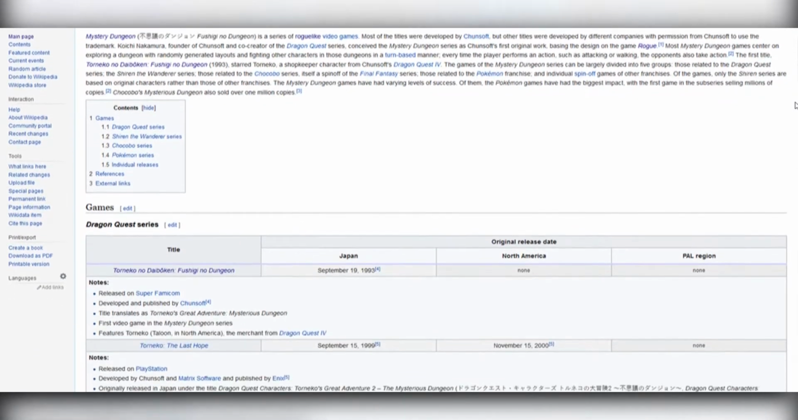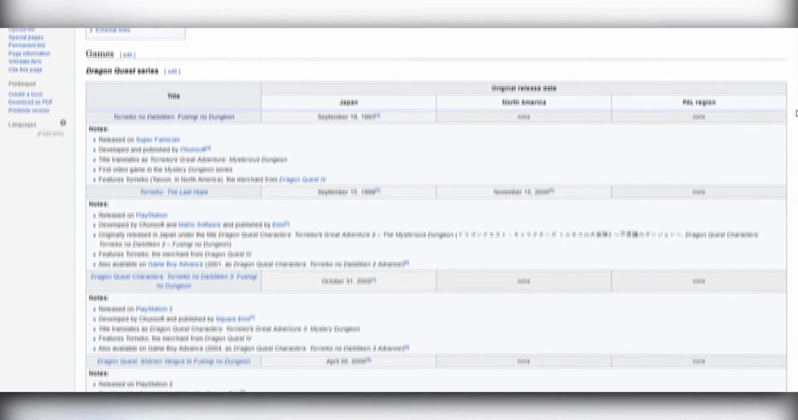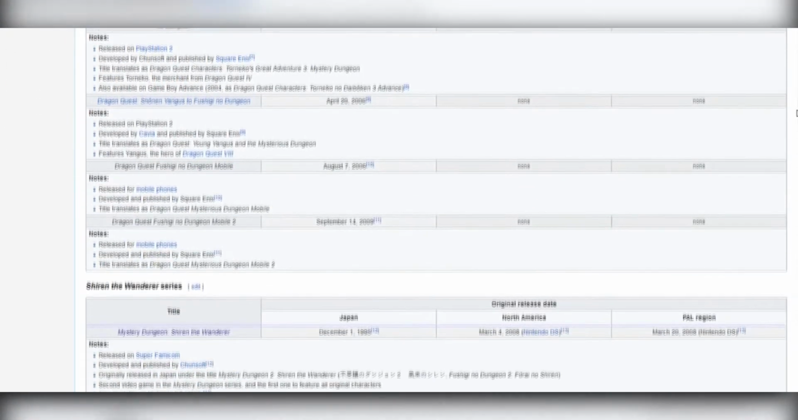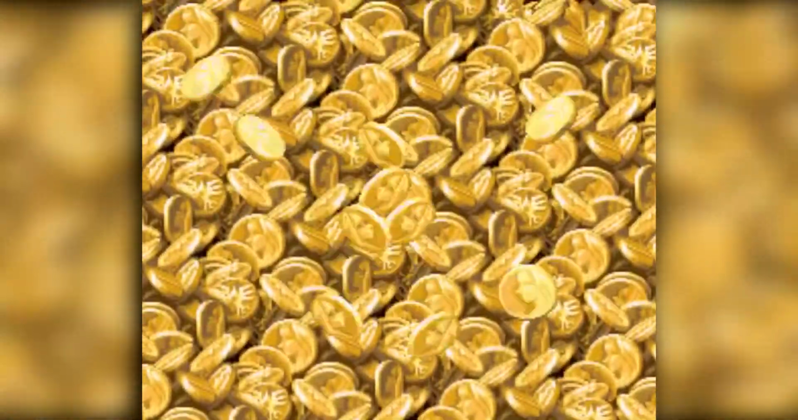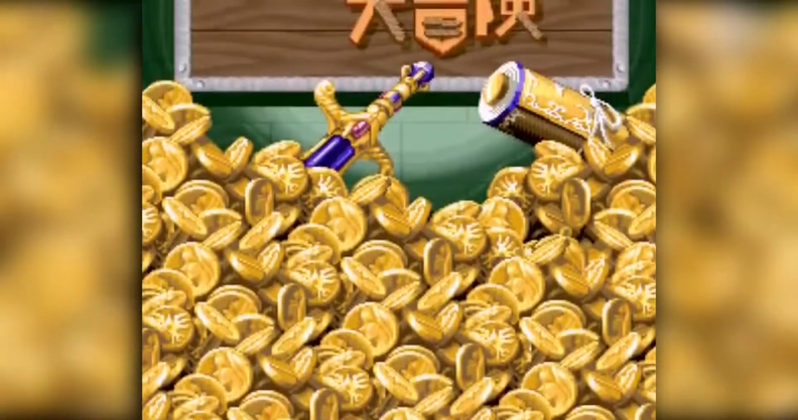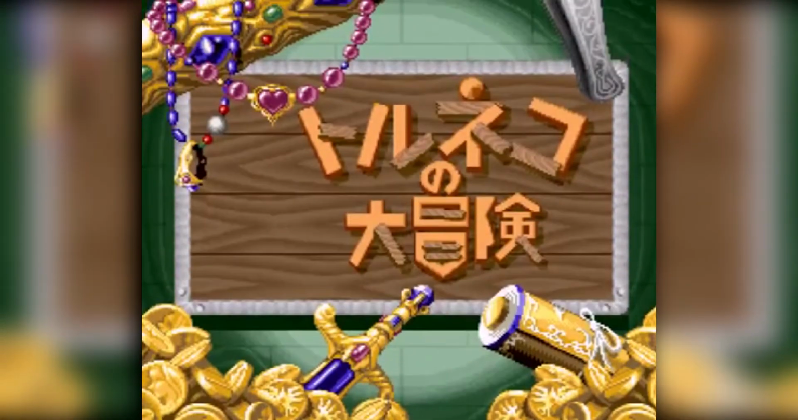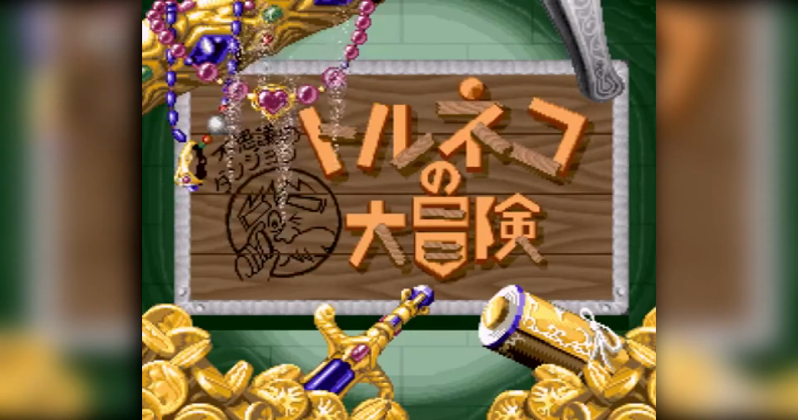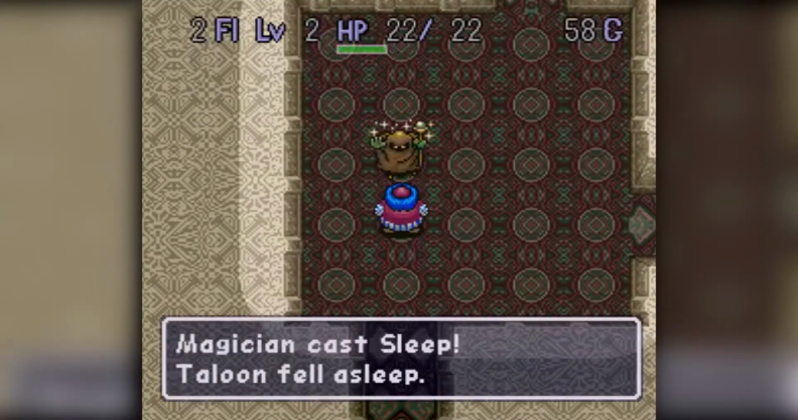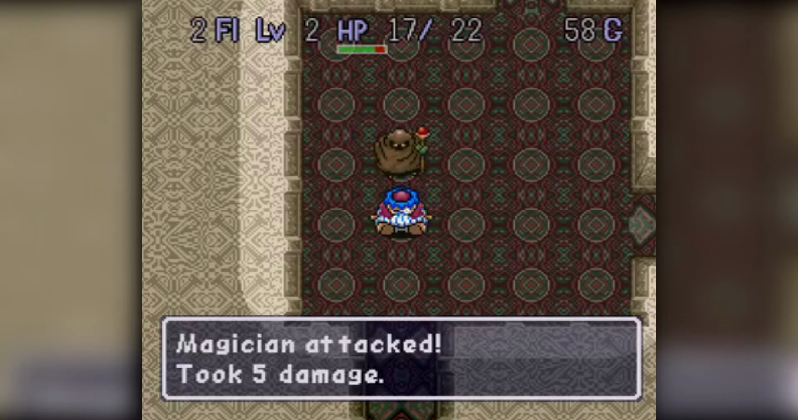At the exact same time that roguelikes were gaining steam in the US, Mystery Dungeon, a mammoth series in the genre, had been doing the same in Japan. The first release in the Mystery Dungeon series was in 1993 under the Dragon Quest property. Torneko's Great Adventure, Mystery Dungeon, was released in Japan only for the Super Famicom.